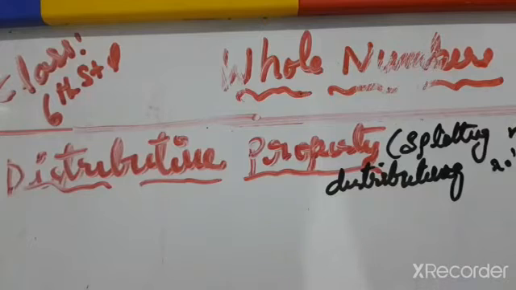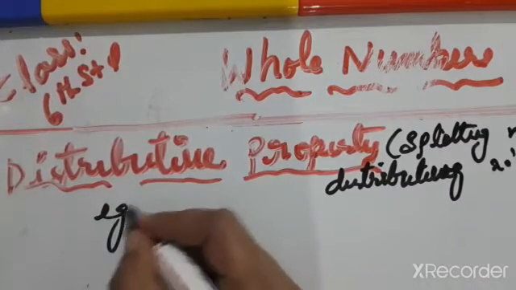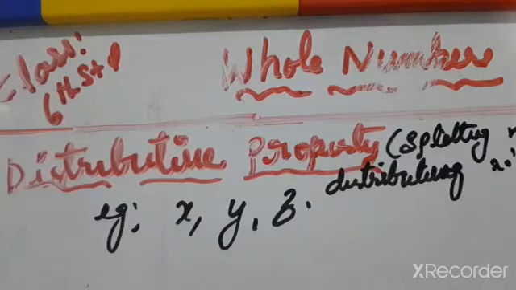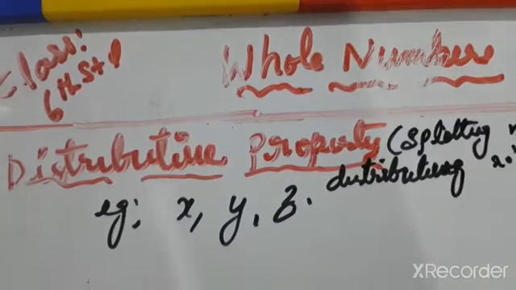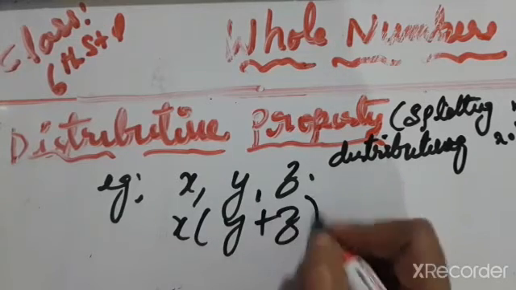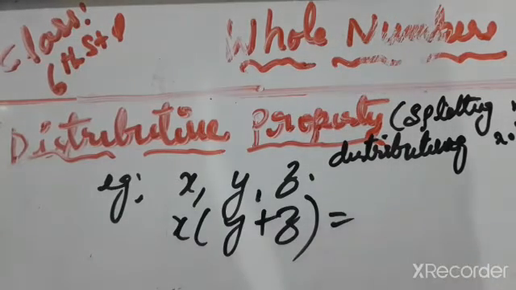Now next is distributive property. Distributive property means splitting numbers or distributing numbers or letters. This is to understand in a simple meaning. If x, y, z are three whole numbers, the distributive property of multiplication over addition is x into (y plus z). This is on the left side.